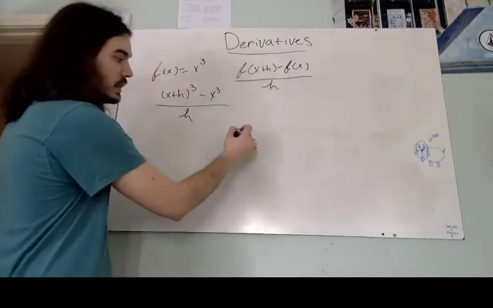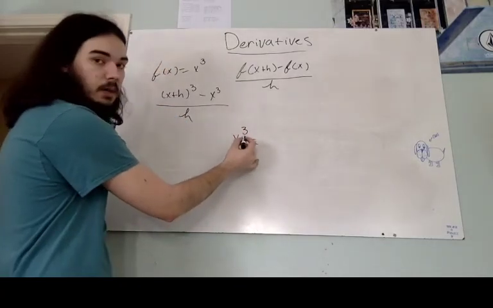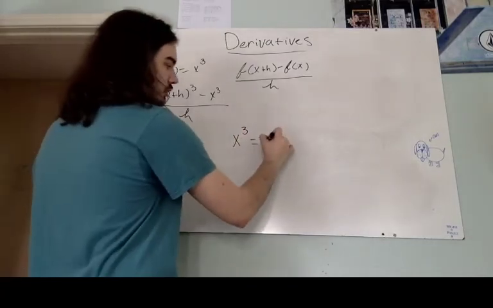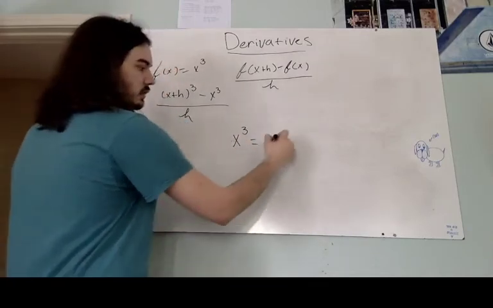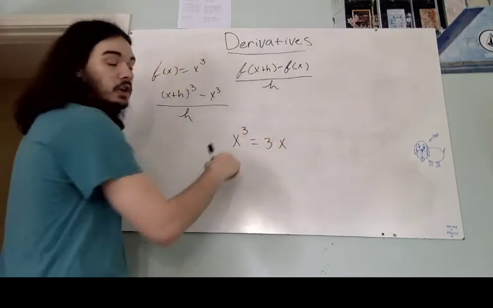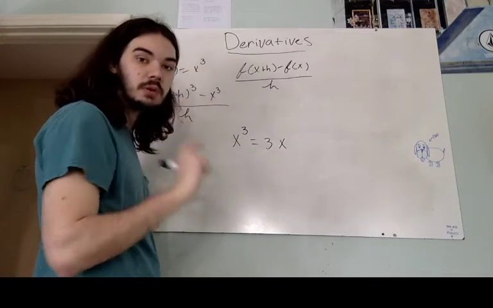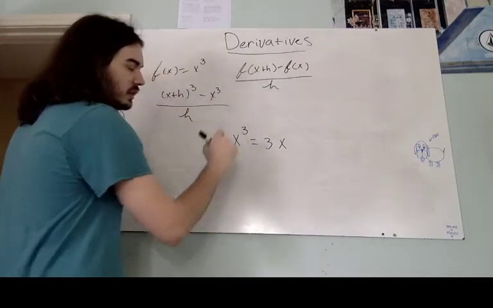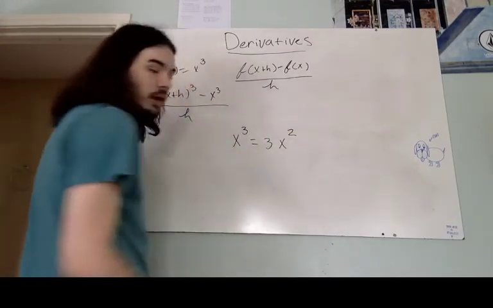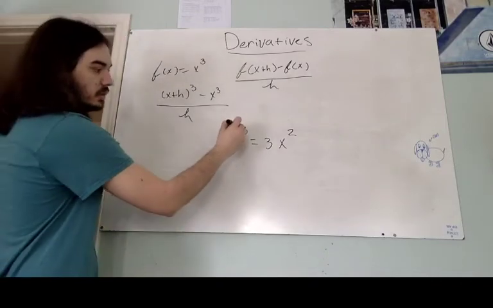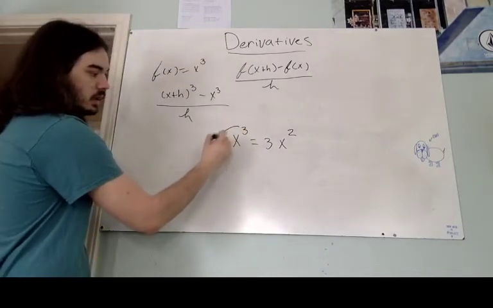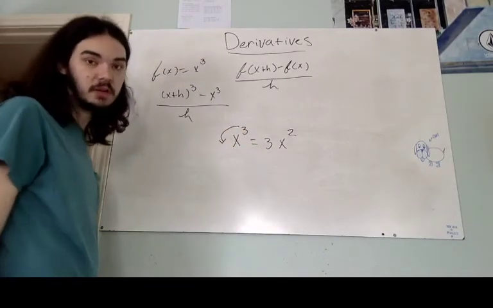is you want to bring this exponent to the front, so this becomes 3x, and then you want to drop the degree of the exponent. So this was x cubed, it's going to become x squared. So what I did is I brought this down to the front, and then I subtracted 1 from it, and that's my new exponent.